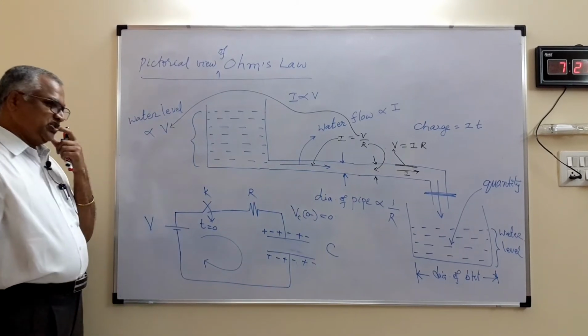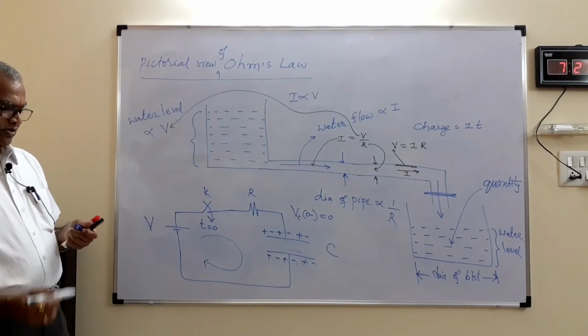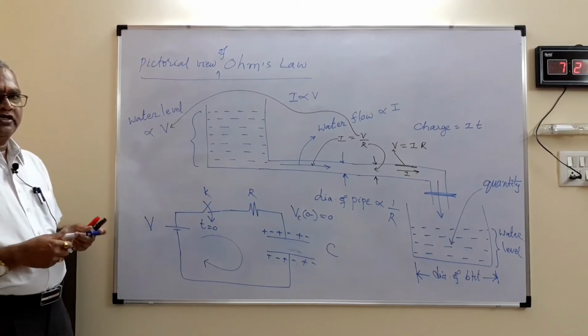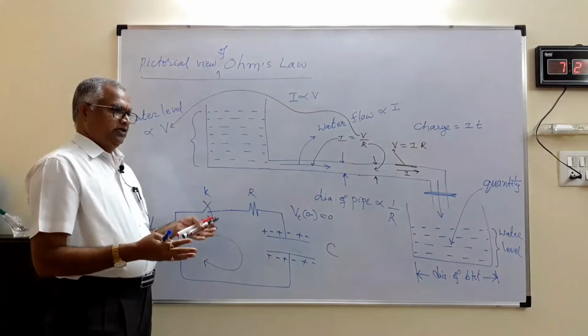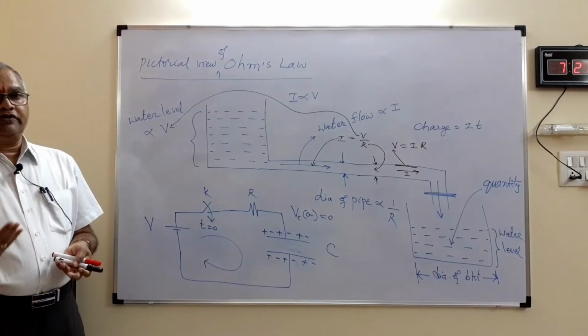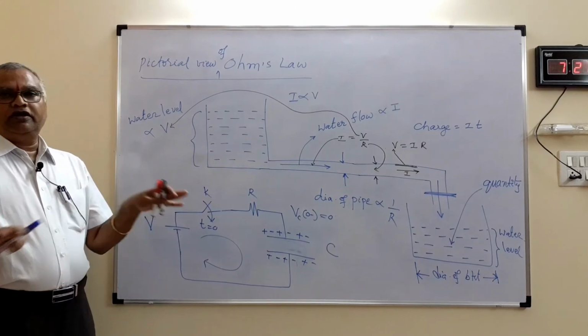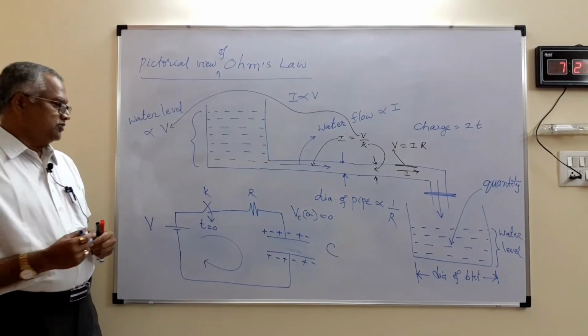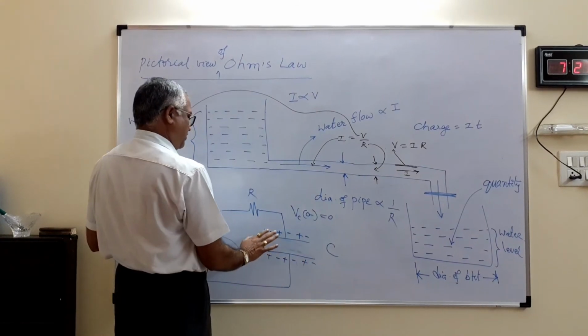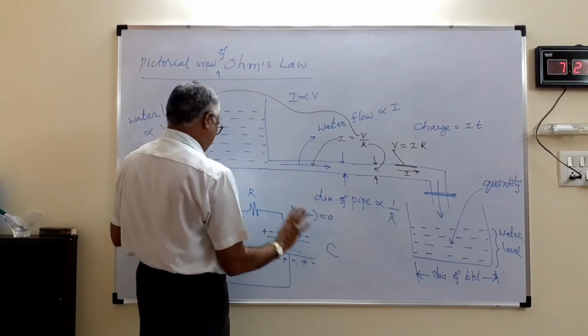What is earth potential? Earth potential is 0. When I say earth potential 0, it does not mean that earth charges are 0. Earth is having an infinite number of positive charges and an infinite number of negative charges, and they are equal, therefore earth potential is 0. So positive and negative are equal and voltage is 0.